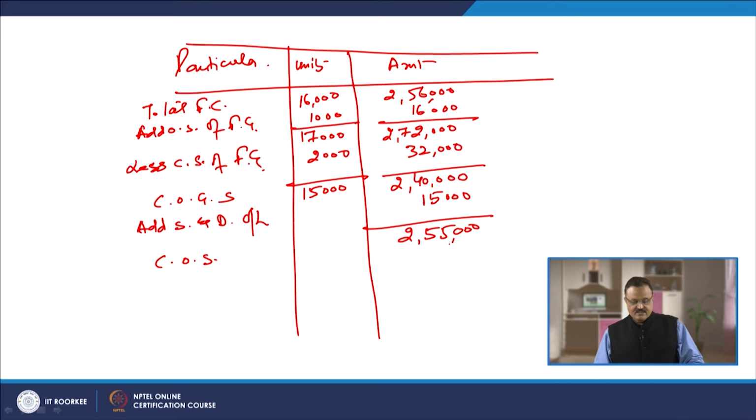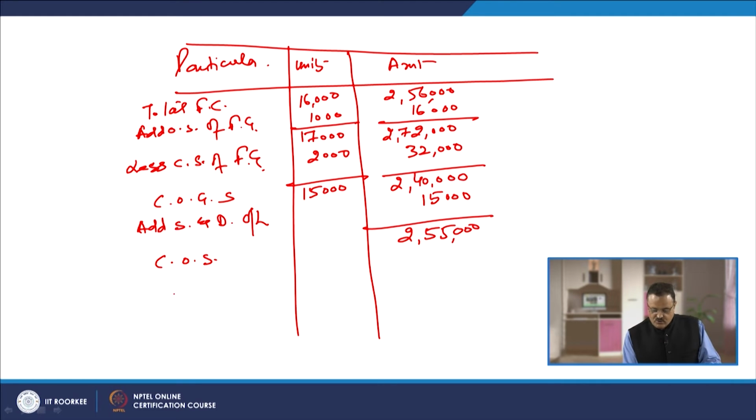And when we added the selling and distribution overheads at the rate of rupees 1 per unit, per ton, it is given, unit means ton here, so 15,000 rupees. You add up the selling and distribution cost, and this becomes the total cost of sales, or the production going to the market, which is 255,000 rupees. That is for how many units? 15,000 units, right?